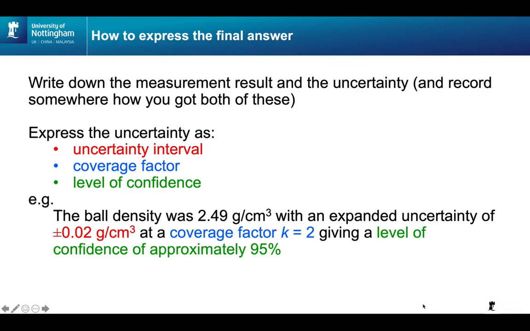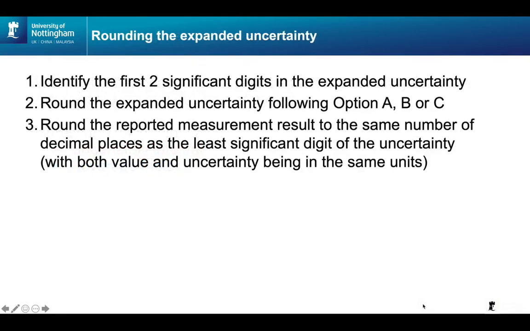Notice approximately 95%, because we can never have it exactly. Okay, so that's it. That's what we do. So this is an important thing now. How do we round the uncertainty at the end?